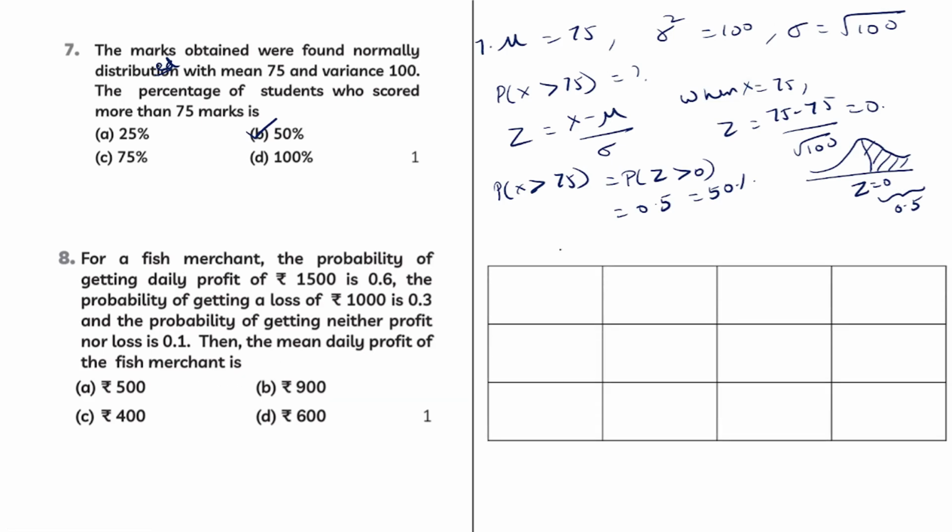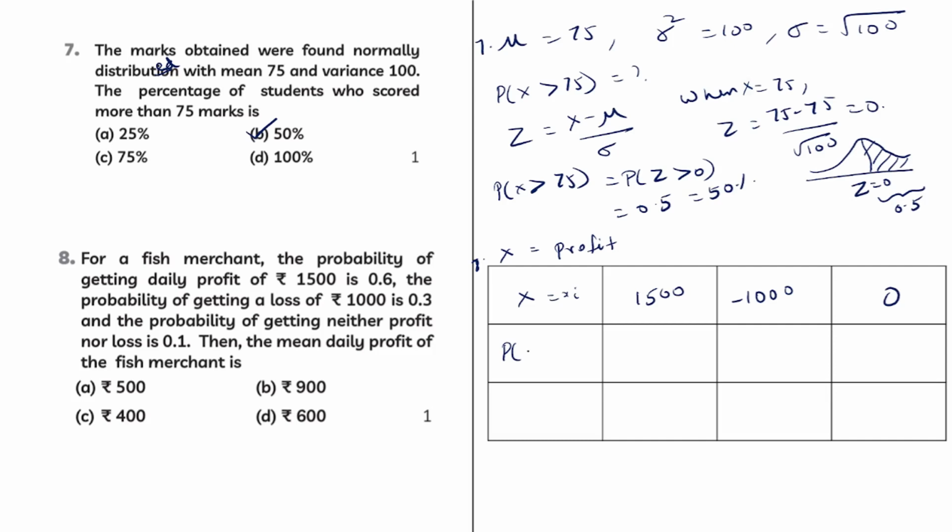So here if we take x as the profit or loss, so here we have x equal to xi. The values which x can take are 1500, or it can be a loss of 1000. So loss means minus 1000. Or it can take value of 0, that is neither profit nor loss.